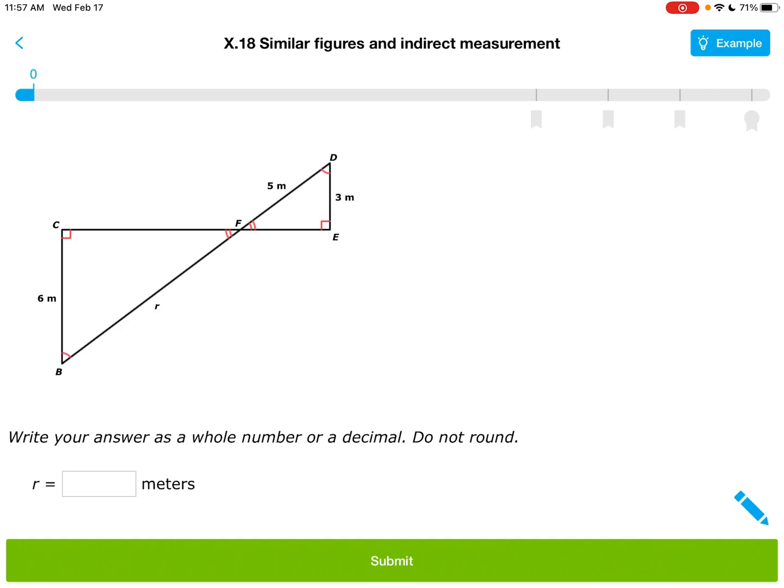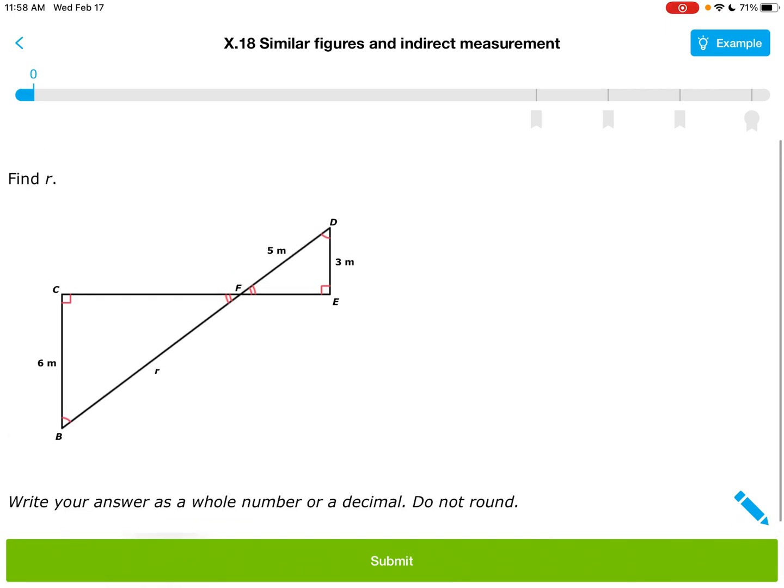Today we are going to work on our IXL for lesson 5.5. This IXL is all about X.18, which is similar figures and indirect measurements. I think this is one of the hardest IXLs that we'll have this unit, so please make sure that you reach out to me if you have questions. Alright, let's go ahead and get started.